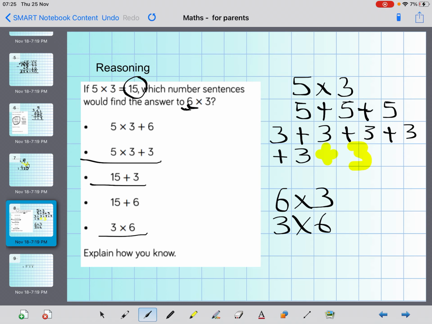And they would be able to explain this by showing their working out like this, or by writing a sentence. I know that 3 times 5 is the same as adding 3 5 times. So if I would like to do 6 times 3, I'm going to need to add an extra 3 to my 5 times 3. I also know that in multiplication the numbers can switch around and it still means the same thing. That is the reasoning that we would expect from a Year 4 child.